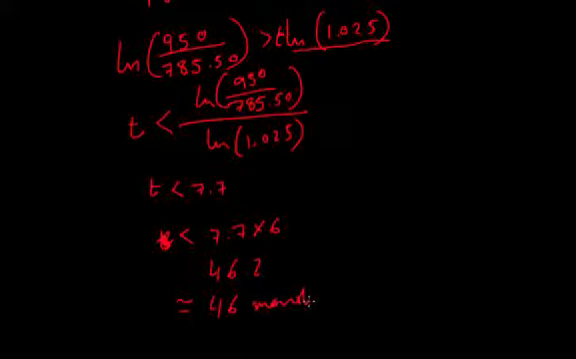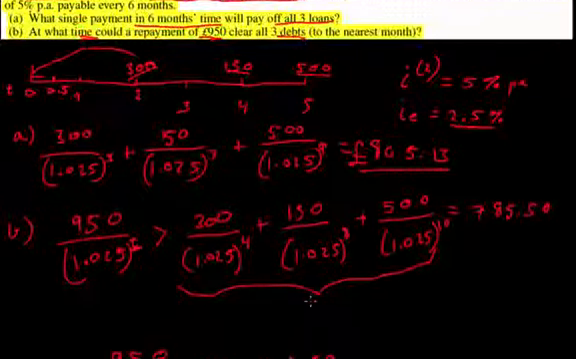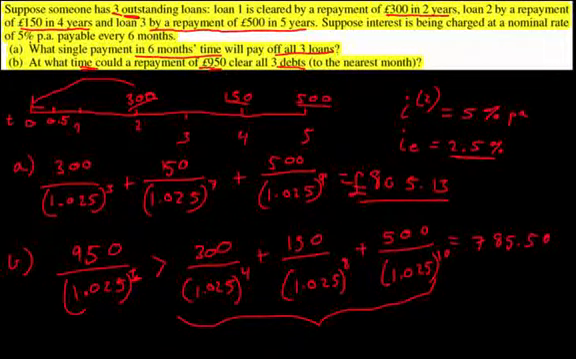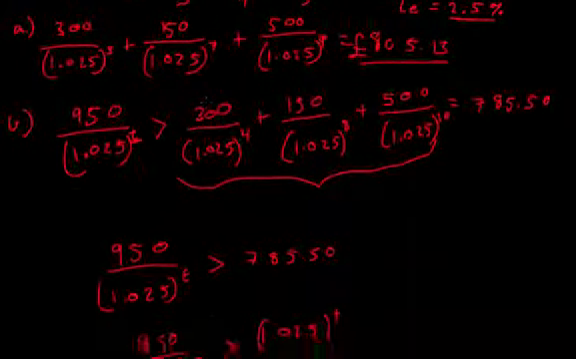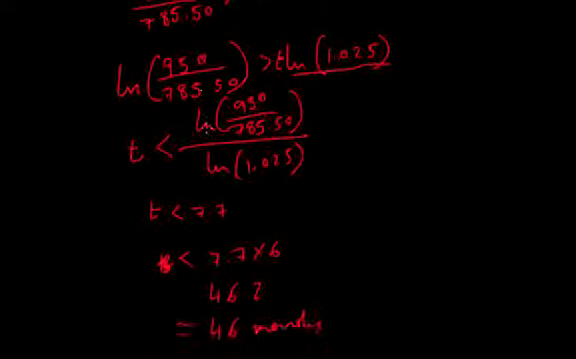All right, so there's 46.2, and we have to round it, so it's going to be approximately 46 months in order to clear all 3 debts with £950. Okay, that's the time period in which a repayment of £950 would cover all the 3 loans, 46 months.